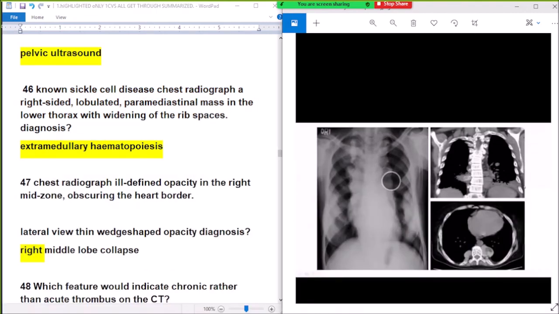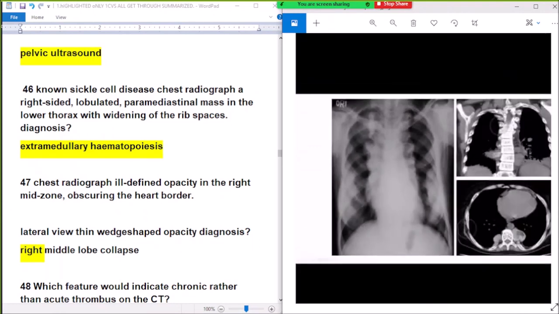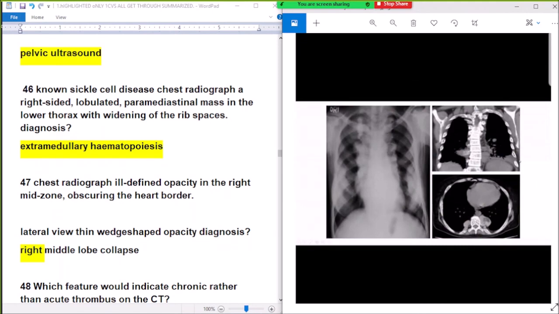The patient had non-sickle cell disease, and on chest radiograph there are right-sided or bilateral lobulated paravertebral masses in the lower thorax with widening of the rib spaces. Diagnosis: extramedullary hematopoiesis. There is also extramedullary hematopoiesis.